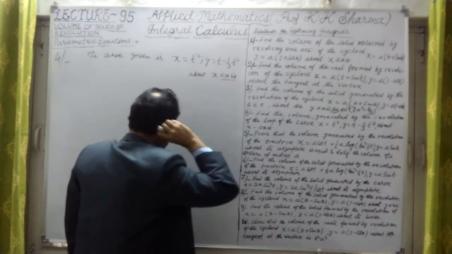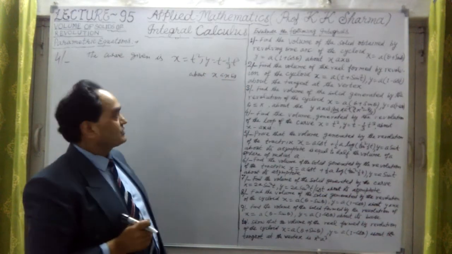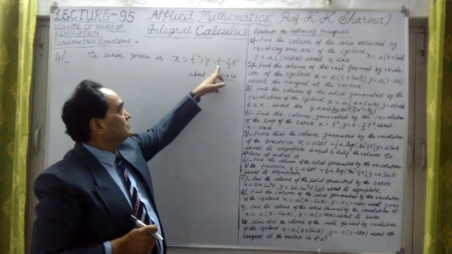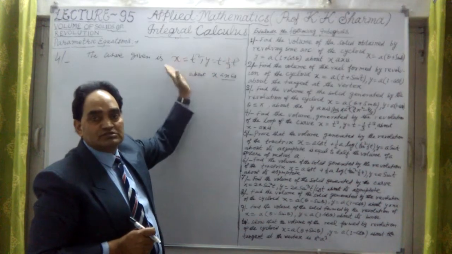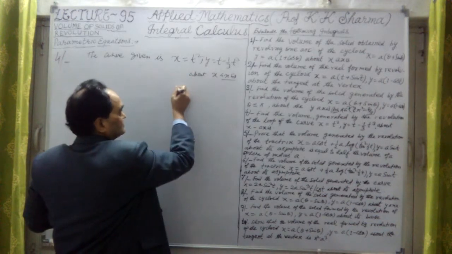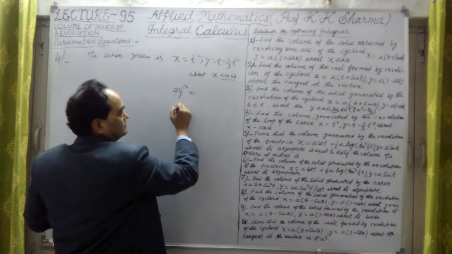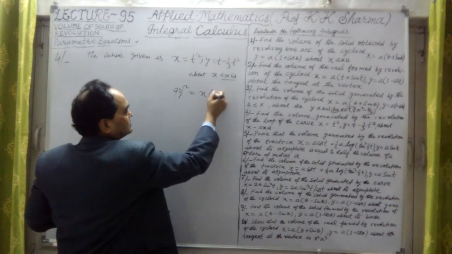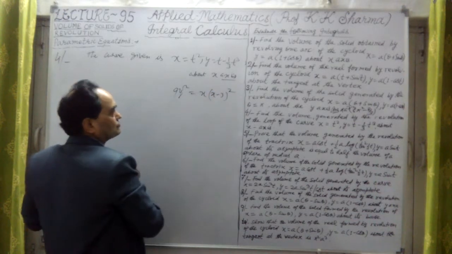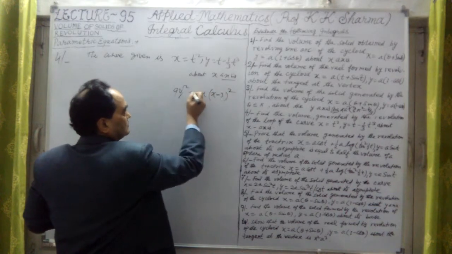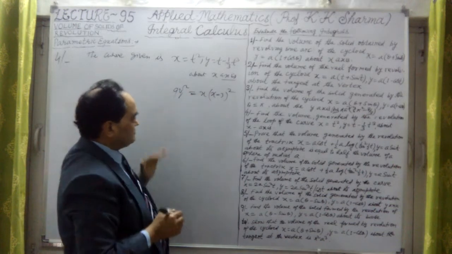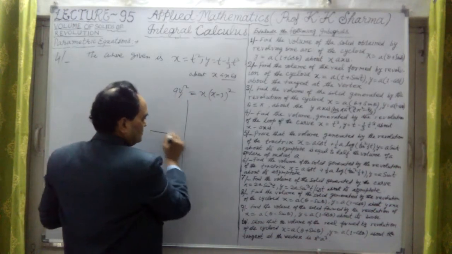If I convert this into Cartesian form, take the whole square of y, then put the value of t square in that equation, so the whole equation in terms of x and y will be obtained. That equation is 9y square equals x into x minus 3 whole square. Let me solve it in Cartesian form so that the curve can be drawn.